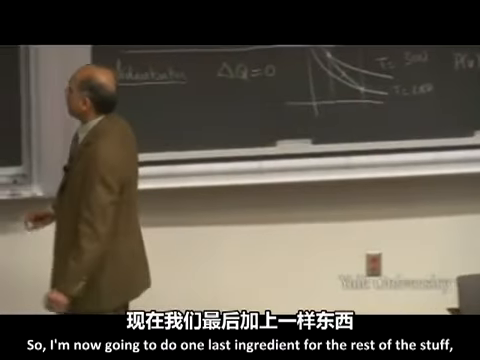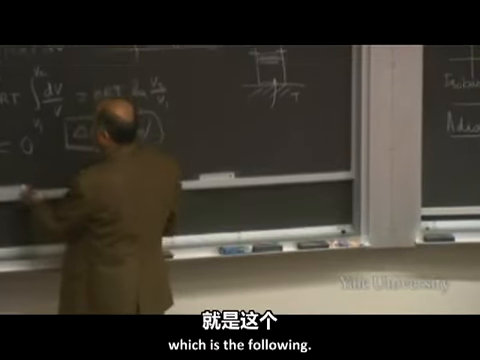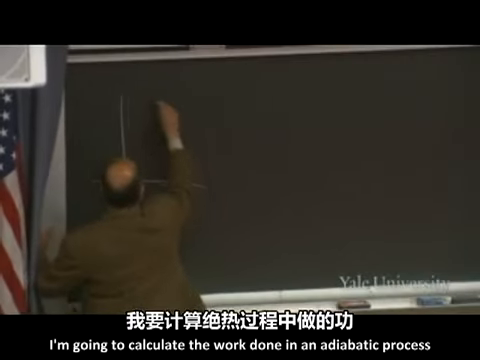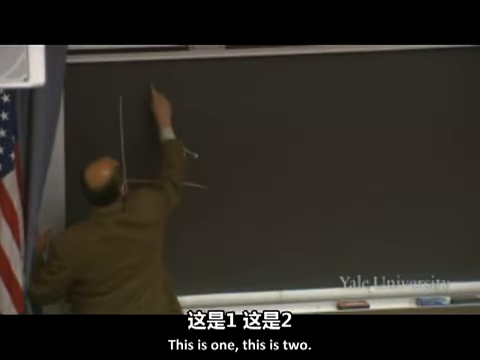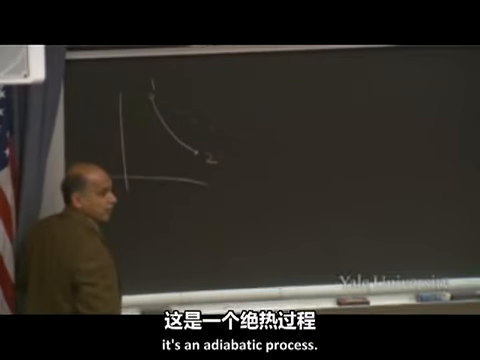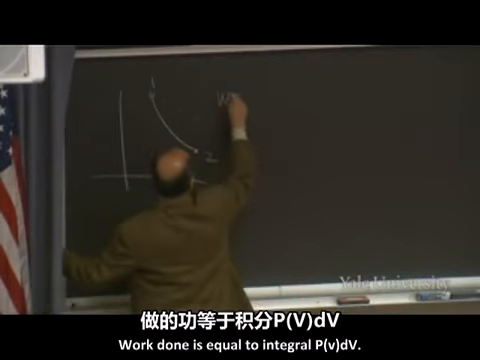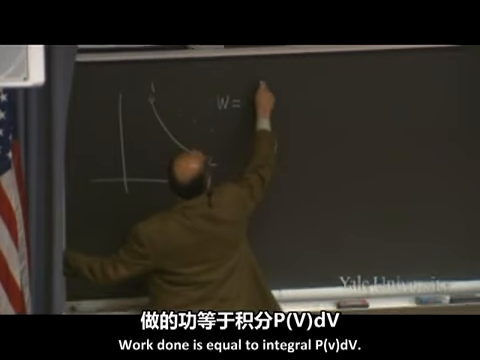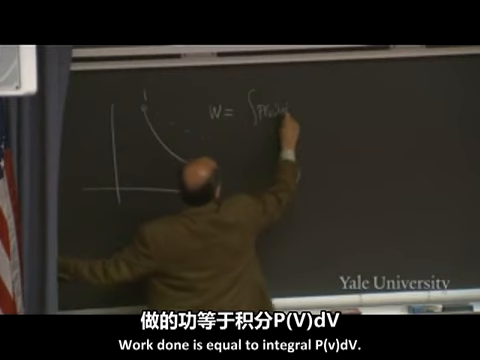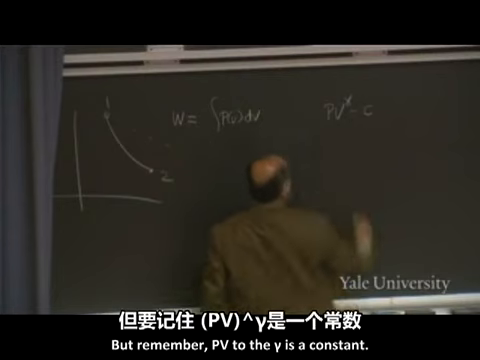So I'm now going to do one last ingredient for the rest of the stuff, which is the following. I'm going to calculate the work done in an adiabatic process from here to here. This is 1, this is 2. This is not an isothermal, which looks like that. It's an adiabatic process. What's the work done in an adiabatic process? So let's calculate that. Work done is equal to the integral of P of V dV.